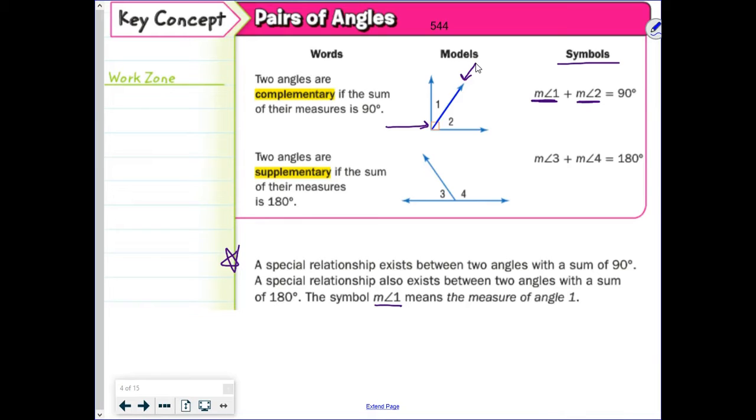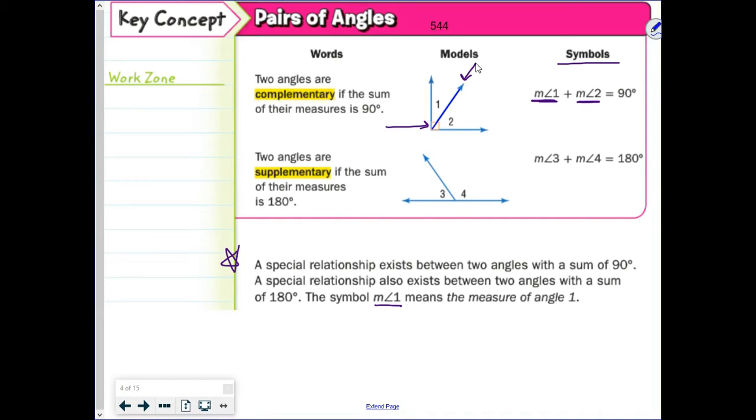Also, there is another relationship formed by two angles that is supplementary. Supplementary means that the sum of the two angles adds up to 180 degrees. We saw this with our intersecting lines and adjacent angles yesterday, that two adjacent angles formed by intersecting lines add up to 180 degrees.